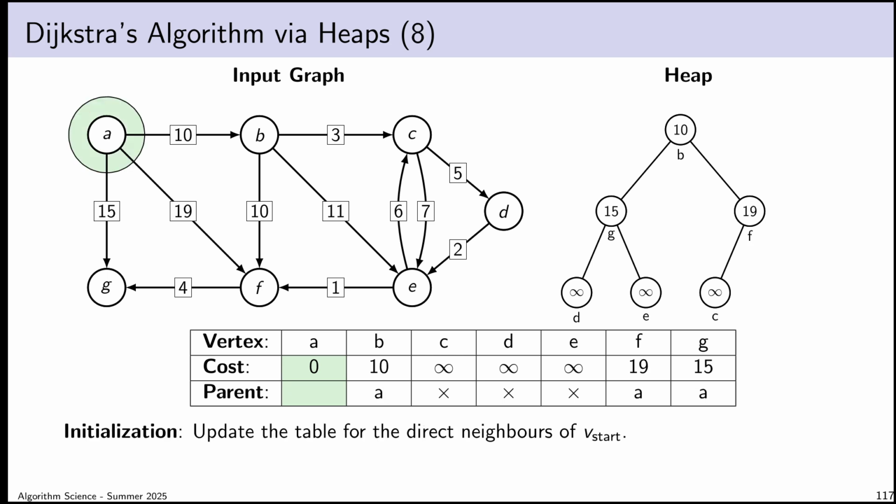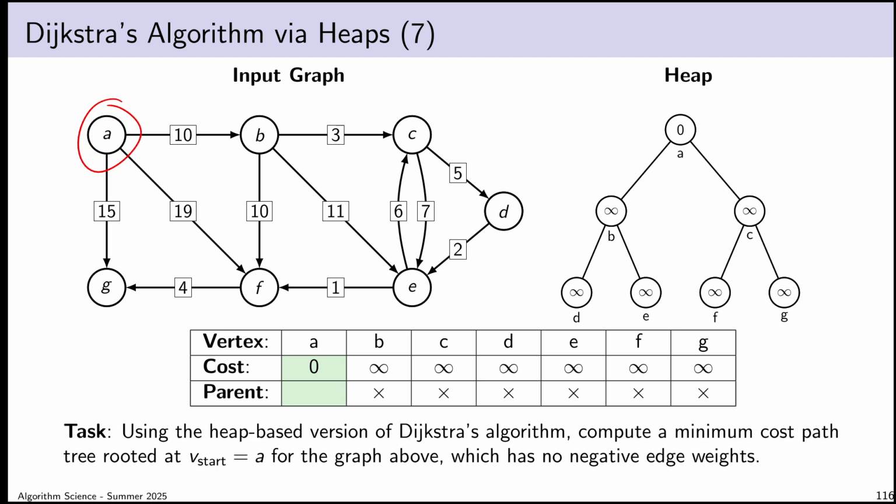Okay, so I begin by updating the table for the direct neighbors of v start. Now, in terms of the heap, what's actually happening here is I begin by adding v start to the heap with key 0. And as with Jarnik's algorithm, I have tagged the elements, the nodes of the heap, with the vertex that they refer to. The actual key in the heap will be the cost of that thing, but the tag will be the vertex that corresponds to it, because when I remove the minimum element, I want to know which vertex I'm talking about.